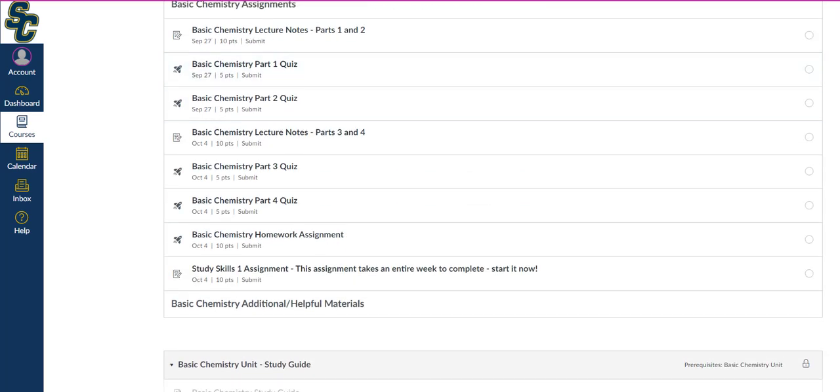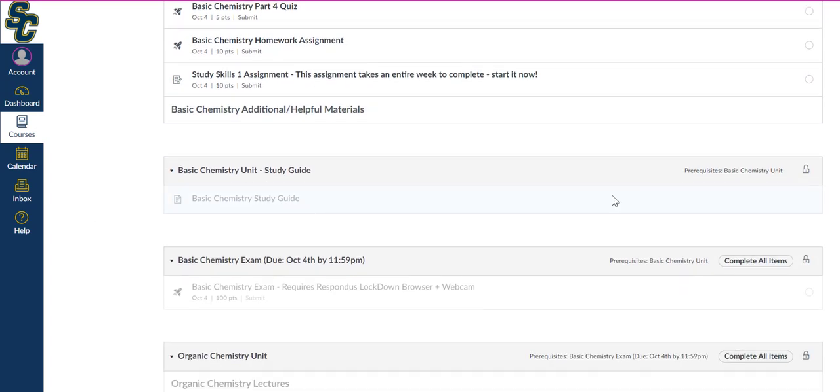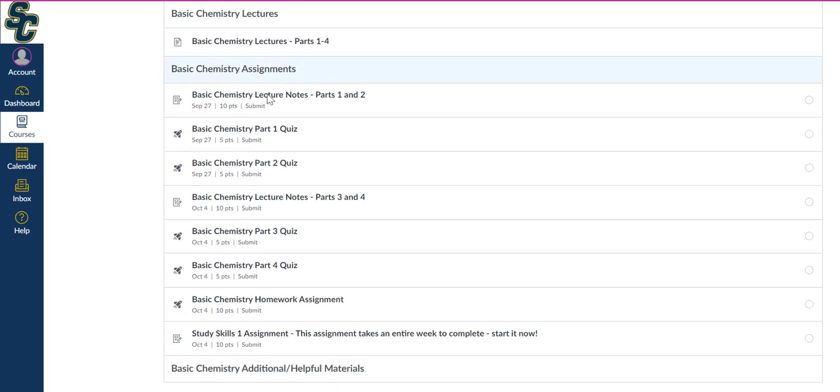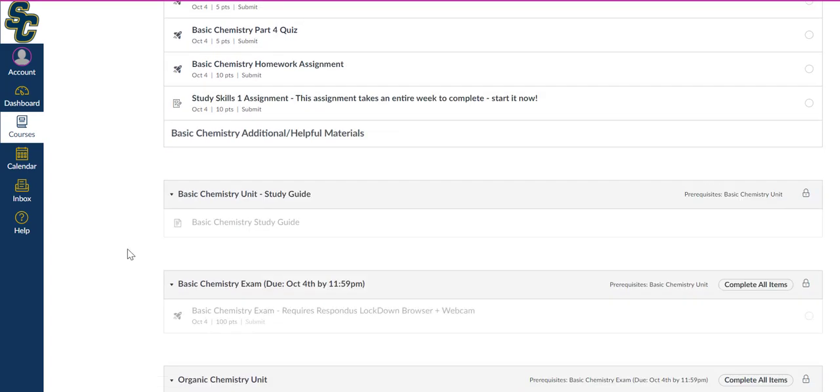Once you have completed these, you can see these over here will be filled in, and once all of them are complete, the study guide will be unlocked for you. If you do not complete any of these assignments throughout either of the weeks, then you will not have access to the study guide. So the study guide is only for those that have gone through and completed all of the assignments. So that is an incentive to make sure that you complete the assignments.